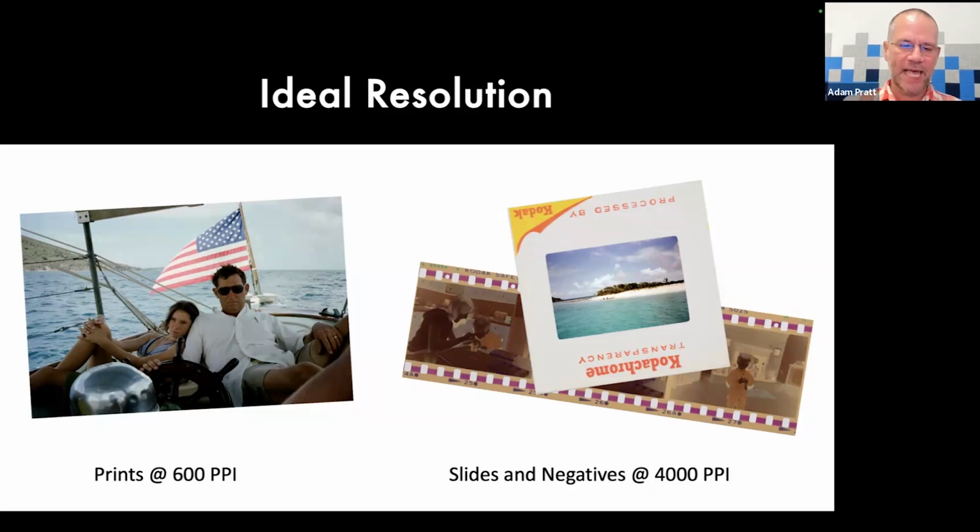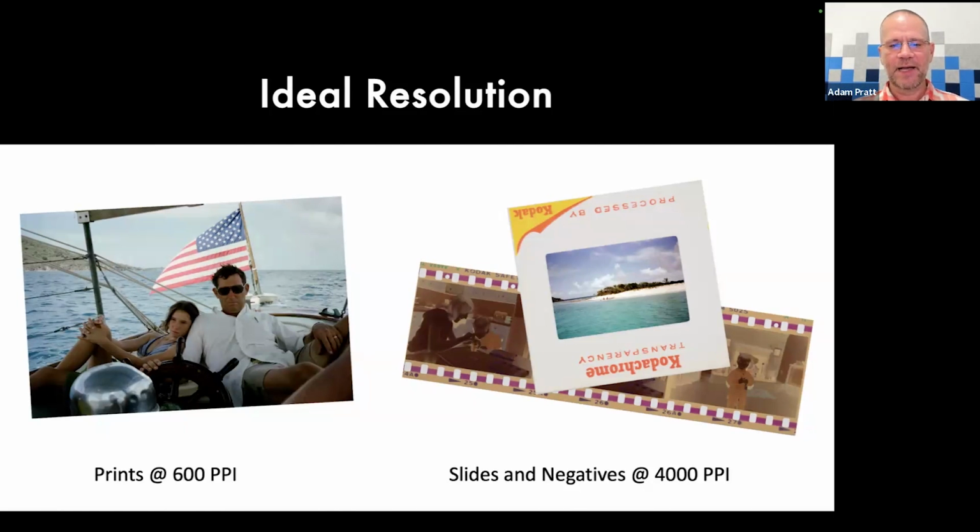So you can scan prints higher than 600 PPI. It will probably take longer. It will give you a bigger file that takes longer to edit and longer to back up. But there are physical limitations to these physical items. And in your attempt to scan higher than 600 PPI, you probably won't get any actual more detail, right?